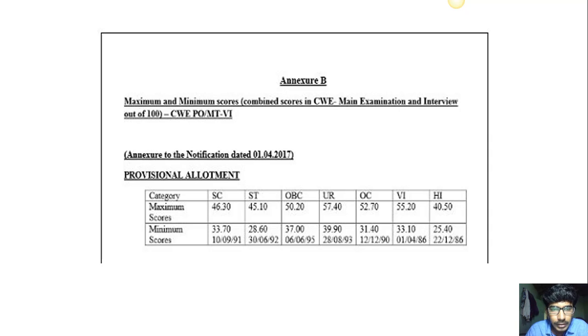This is the cutoff mark for IBPS PO. You just go through it. The minimum cutoff is 37 for OBC, and for SC 33.7, ST 28.6, and general 39.9. I got 39.3 under the OBC category.